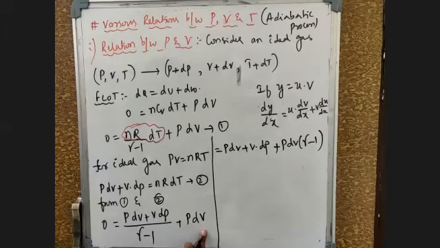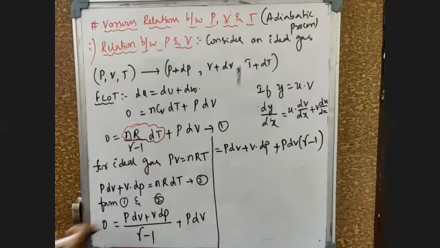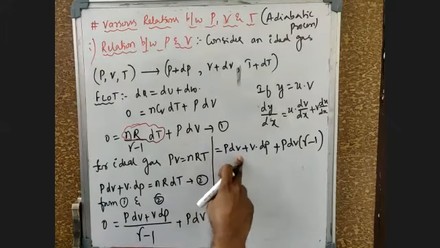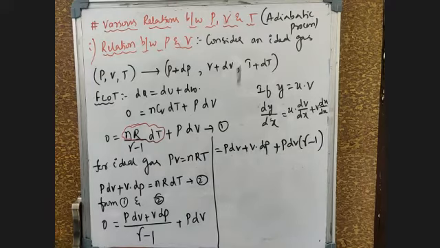I just took this term here. But the denominator also should remain the same, sir? Because it is equal to 0 here, the whole term that was in the denominator goes to the other side. Anything multiplied with 0 will again become 0 only. That is the reason I have written here: P into dV plus V into dP plus P into dV into gamma minus 1. Is this step clear?